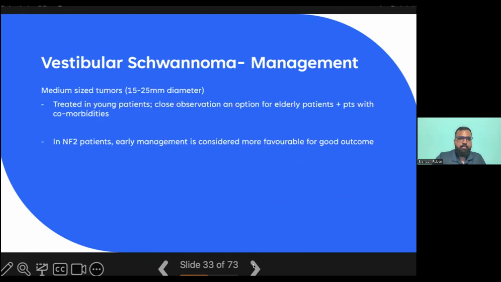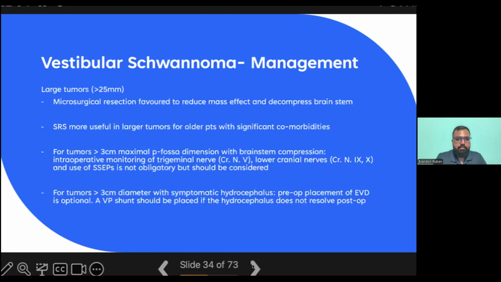Medium tumor size, 15 to 25 millimeter diameter. These are treated in young patients with close observation and an option for elderly patients and patients with comorbidities. In NF2, early management is considered more favorable for good outcome. For large tumors greater than 25 millimeters, microsurgical resection is favored to reduce mass effect and decompress the brainstem. SRS is more useful in larger tumors for older patients with significant comorbidities.